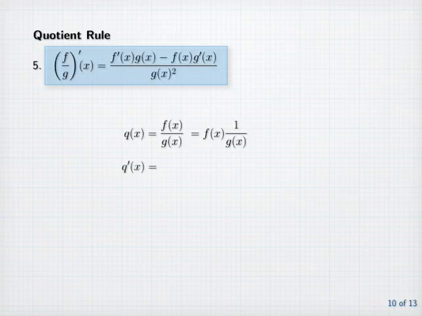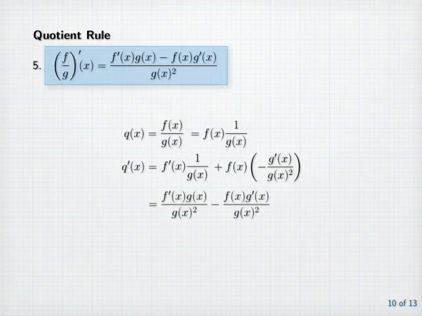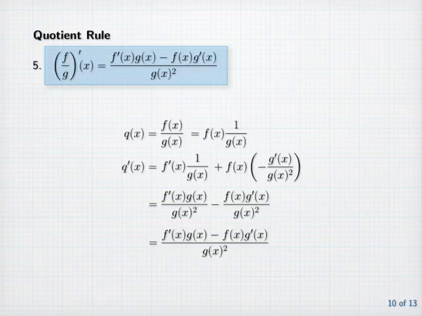q prime of x will be the derivative of f times 1 over g of x, plus f times the derivative of 1 over g of x, which using the reciprocal rule is minus g prime divided by g squared. Now we'll get a common denominator of g of x squared and combine terms, and there is our quotient rule. f prime times g minus f times g prime divided by g squared.